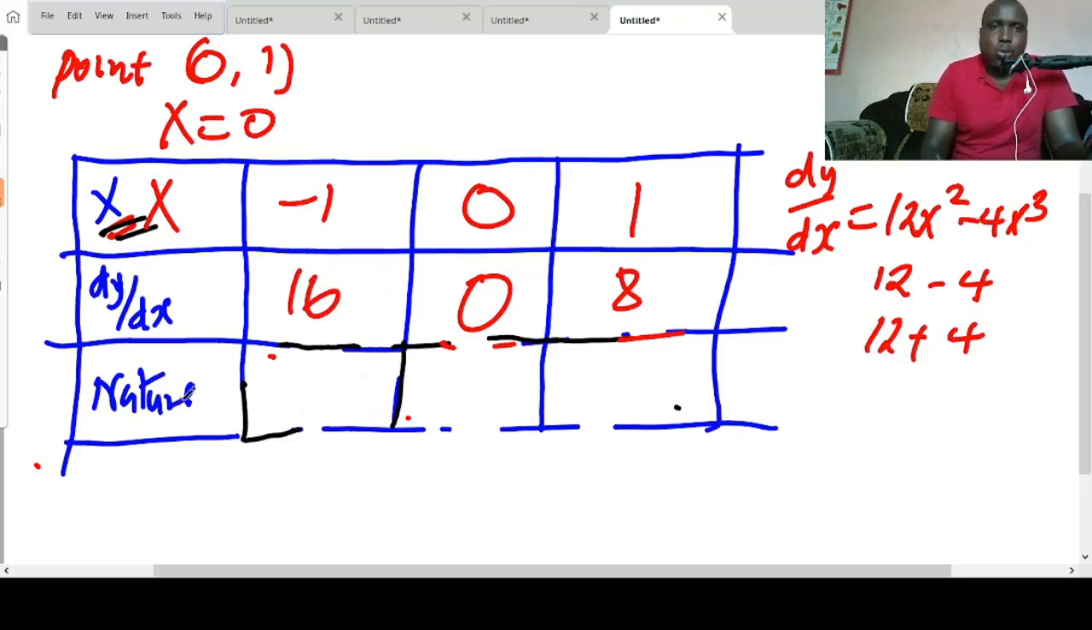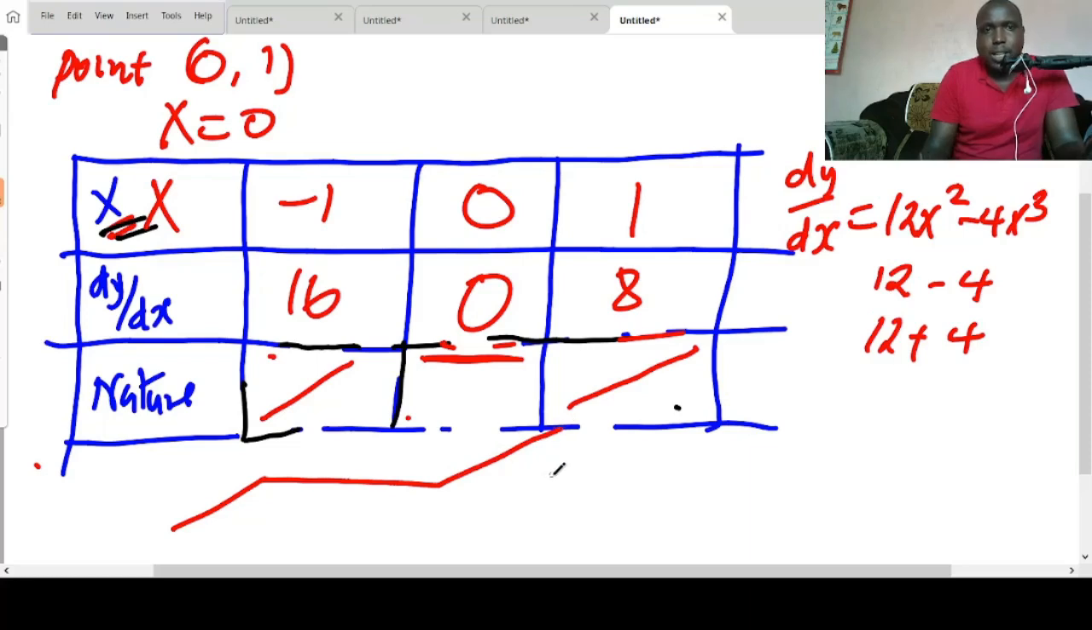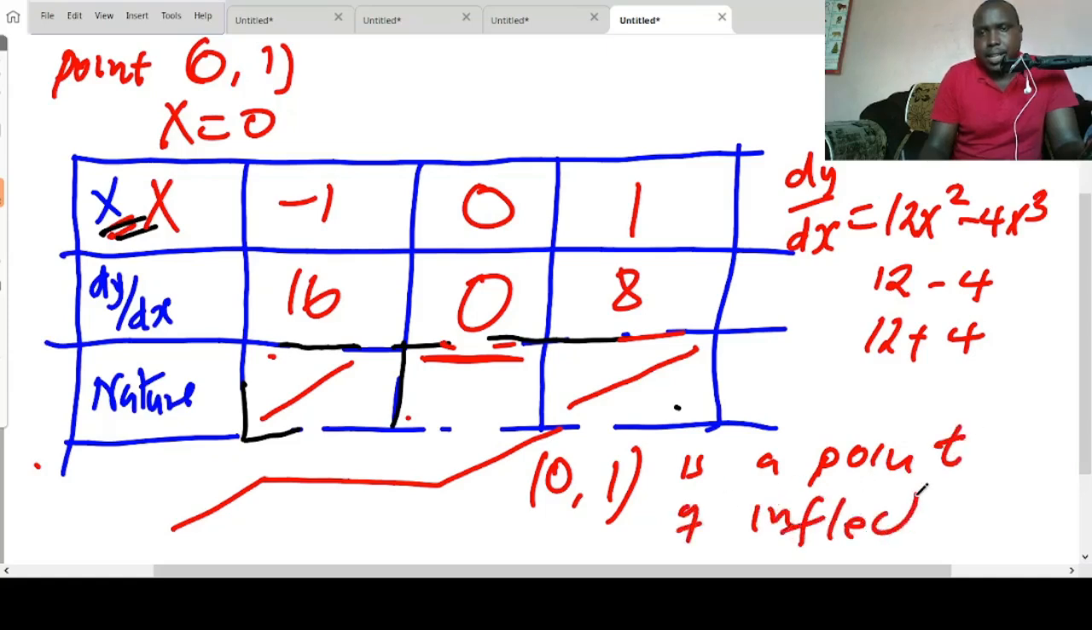So the nature now, 16 is positive, so inaenda juu. 0 ni 0, so inakuwa, kwa sababu imeenda juu, so hii 0 itakuwa hapo juu. 8 bado ni positive, so itaenda juu. Umeona sasa? So this one is this, and that is a point. So you say 0,1 is a point of inflection.